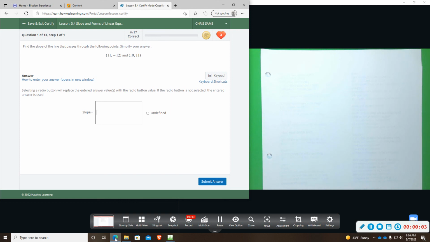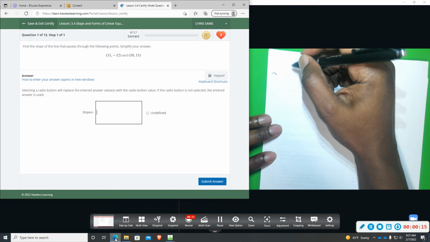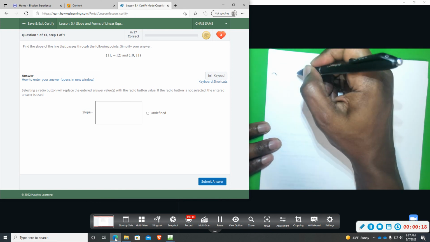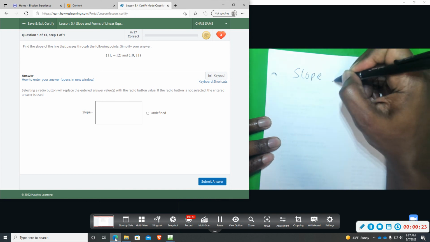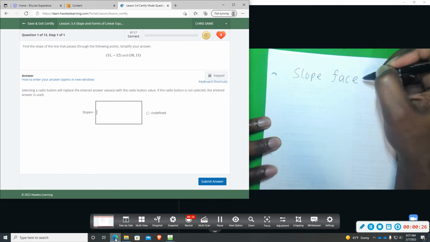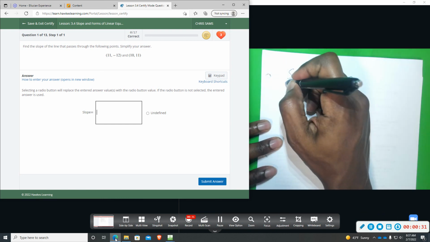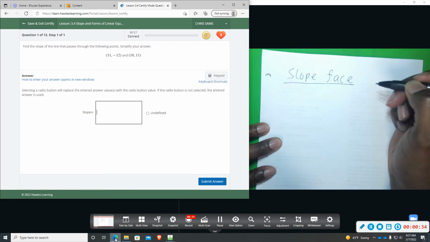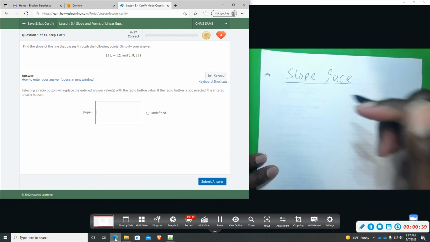Okay, so section 3.4, we're going to do these 13. I do want to start with a little note. This is called slope face. It may just help you remember slopes of linear equations. I think I learned this from a teacher by the name of Nita Stewart. I don't know if she created it, but I thought it was really neat just to give you a visual of these slopes.